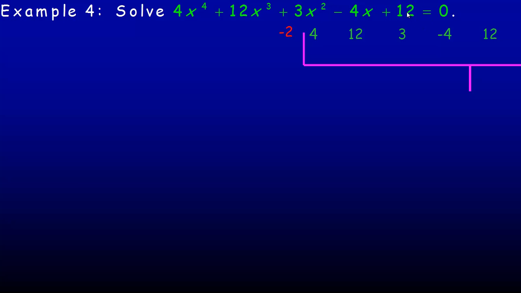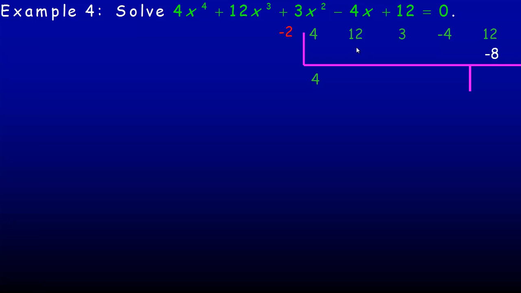Try whole numbers first. I mean, if you need to get into fractions, you can. So factors of 12, like plus or minus 1, plus or minus 2. I'm going to do negative 2 first here. Plus or minus 3, plus or minus 4, plus or minus 6, or plus or minus 12. So there actually are quite a few factors of 12 to try. So we'll bring the 4 down.